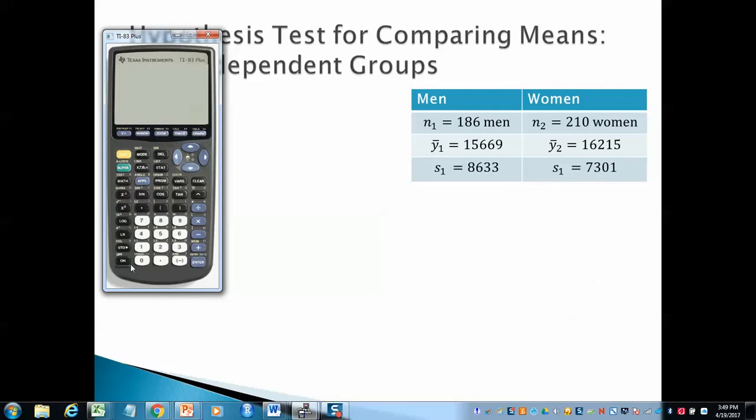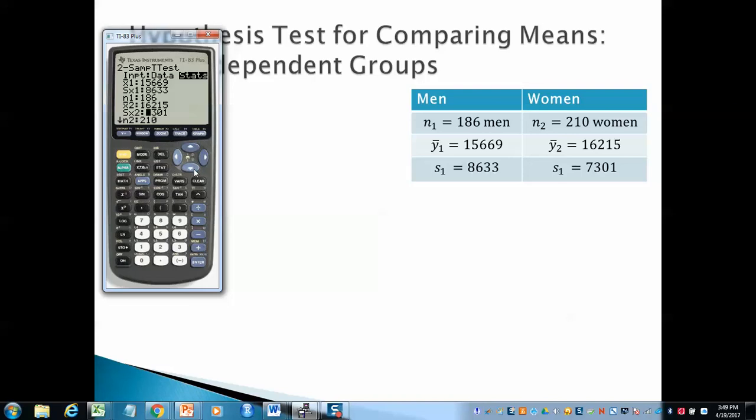Okay, so turn on the TI and let's choose stat, tests, 2-sample t-test. So again, we would choose stats because we don't have the raw data. And you just enter everything here. X1 bar, 15,669. The standard deviation is 8633. And the sample is, N1 at least, that first group is 186 men.